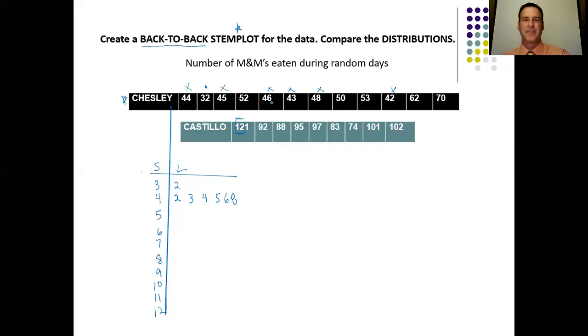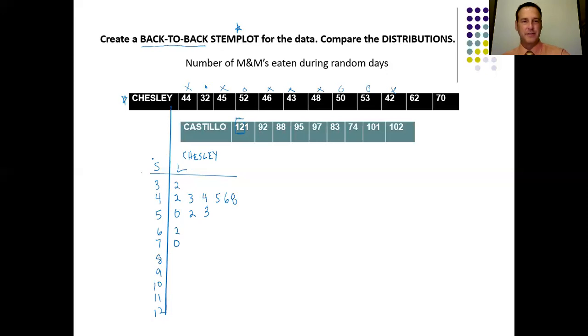There we go. All right, in the 50s, I have 52. I also have a 50, and I have a 53. So I'll just mark those with little zeros. 50, 52, 53. And then I've got a 62 and a 70. All right, she is done. I'm going to write Chesley on the side, so I label it correctly.